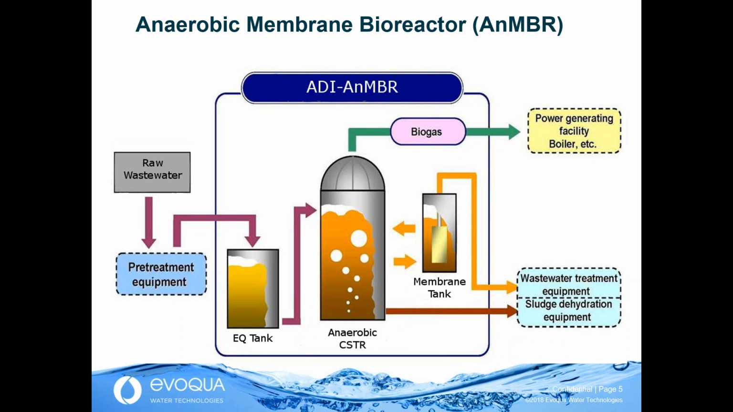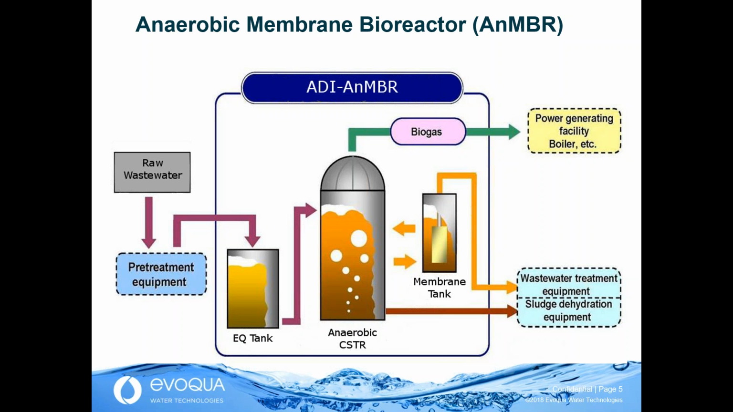So raw wastewater goes through pretreatment equipment, which typically will consist of screening or grinding, before it's fed to an equalization tank. From there, it goes to the anaerobic CSTR. So that's a complete mixed tank. From there, the sludge is recycled between the CSTR and the membrane tank.